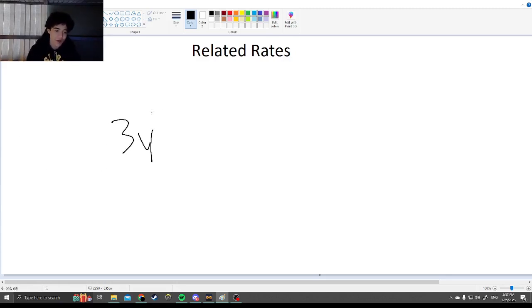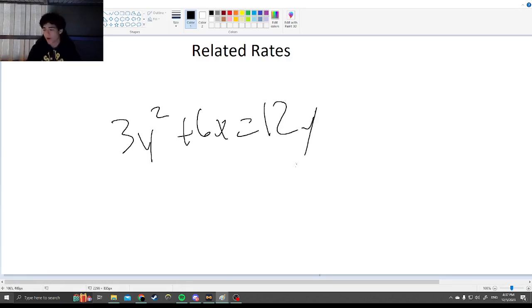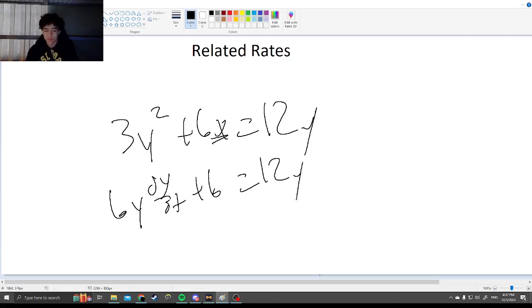If you have like 3y squared plus 6x equals 12y, what you're deriving it in terms of affects what the derivative is going to be. If you derive it in terms of x, like we've been doing, anytime you see a y, you're going to add a dy/dx to it. Because it'll be 6y dy/dx plus 6, because it's x here, equals 12 dy/dx, because we're deriving it in terms of d over dx. We're deriving it in terms of x.